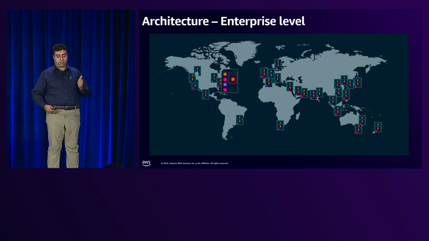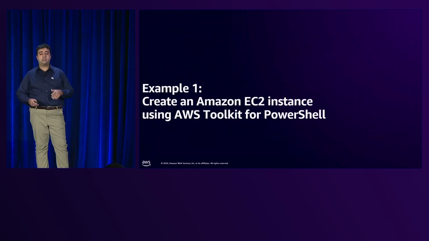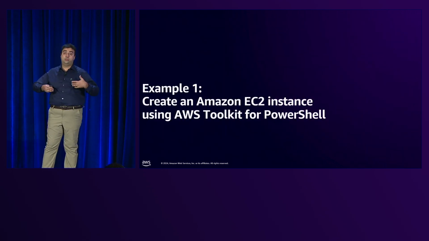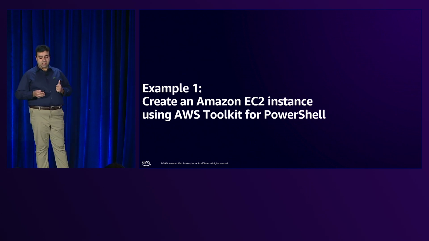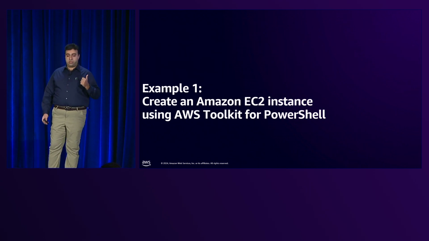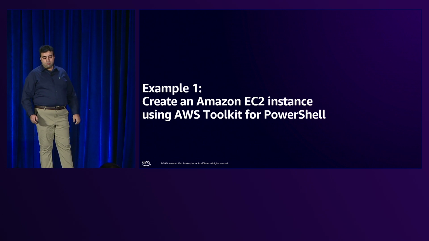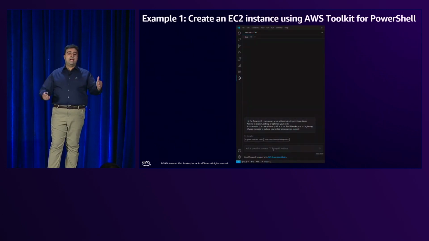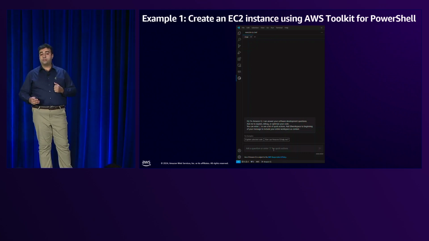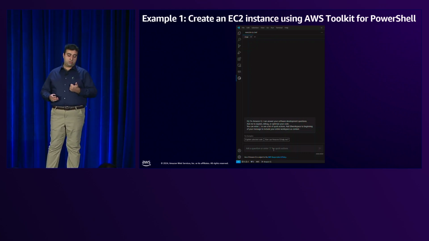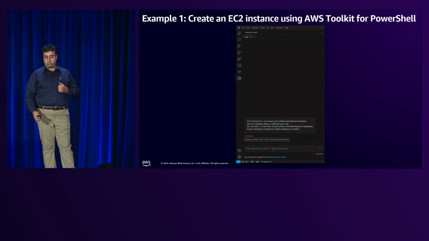Let's warm up with something easy to digest: creating an Amazon EC2 instance using AWS Toolkit for PowerShell. What you see here is Amazon Q Developer when you enable it on Visual Studio Code. This is your welcome screen for the prompt. It's ready for your prompt.